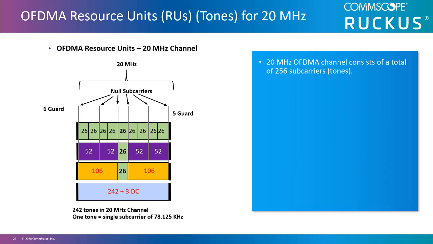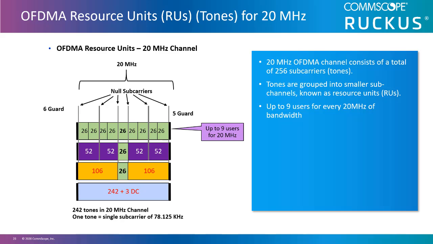A 20 MHz OFDMA channel consists of a total of 256 subcarriers. These subcarriers, or tones, are grouped into smaller subchannels known as resource units, with a minimum size of 26 subcarriers, which will accommodate up to 9 users for every 20 MHz bandwidth.